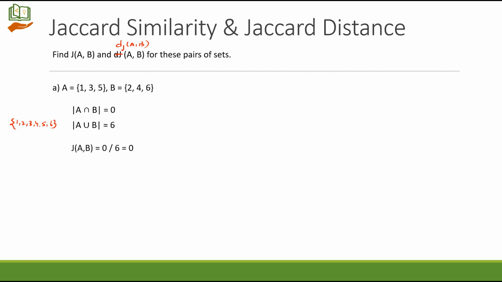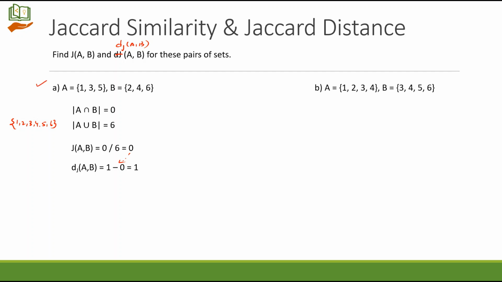What is the Jaccard similarity? 0 divided by 6, which is equal to 0. What about Jaccard distance? 1 minus Jaccard similarity. So this value will be substituted here, and Jaccard distance will be equal to 1. This is one example. Let's go for the other example.